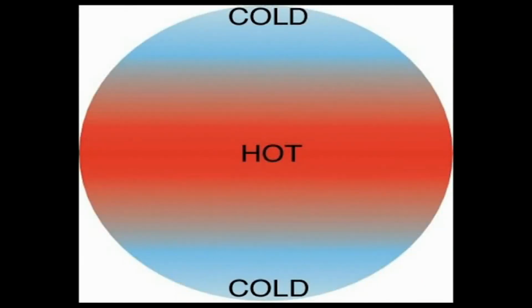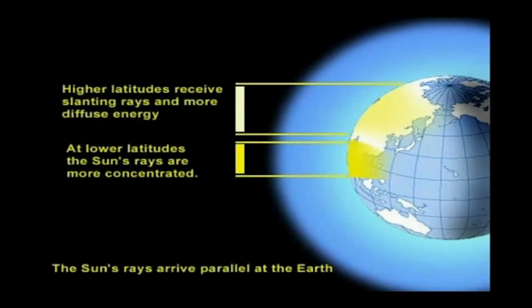As one moves from the equator to the poles, a steady decrease in temperature is observed. In the same way, there is a steady decrease in temperature with increasing elevation in the atmosphere. This decrease in temperature with increasing altitude is called the vertical temperature gradient.